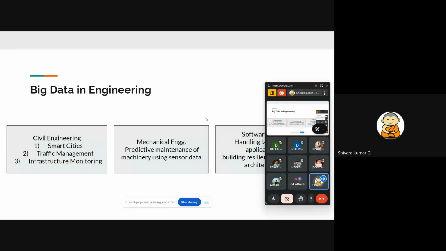For example, the main companies like Facebook, Amazon, Netflix. When you see Amazon, how does it suggest products? Based on your searches it keeps all the data, and it will provide and recommend the products.